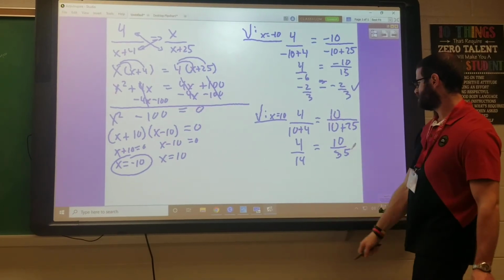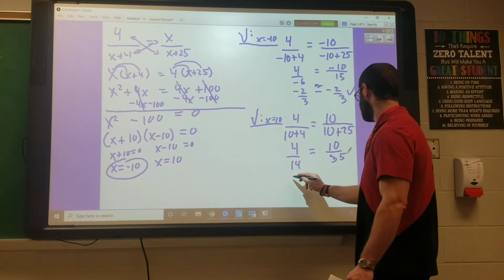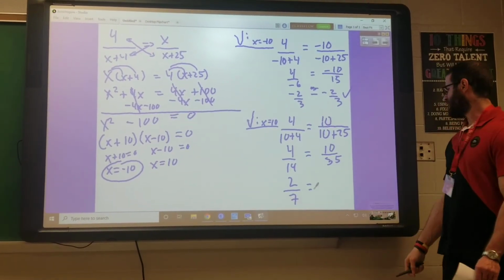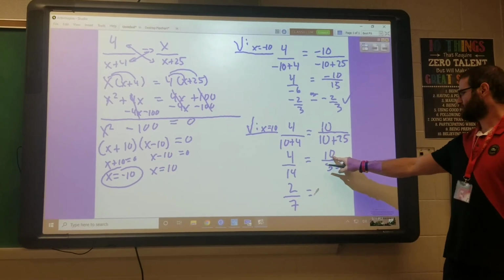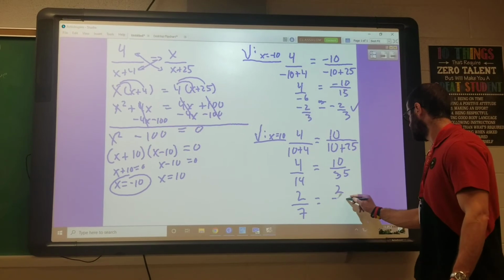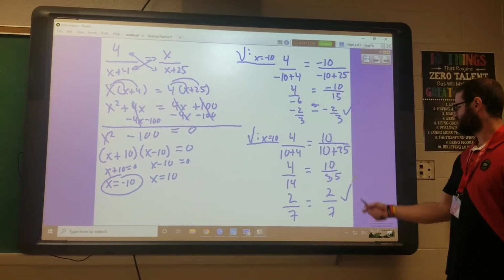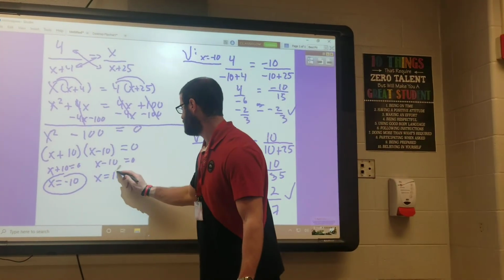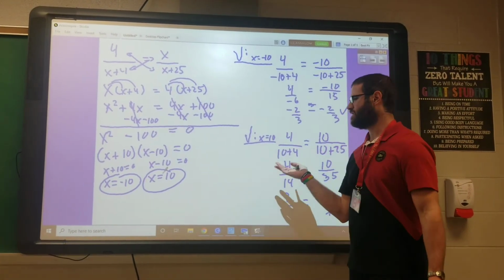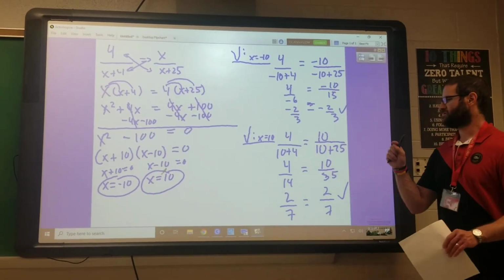On this side, okay, we have to reduce it. 2 goes into 4 twice, and this 14 7 times, so 2 over 7. This side, okay, 5 goes into both. 5 goes into 10 twice, 5 goes into 35 7 times. So both sides are equal. Okay, and what's that mean? That means 10 is also a solution. So I have two valid solutions to that equation. Both work. All right, so negative 10 and 10.